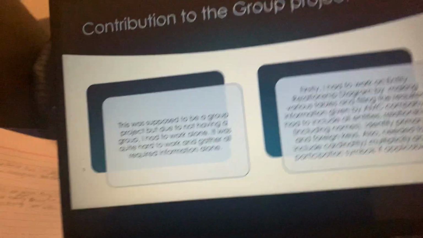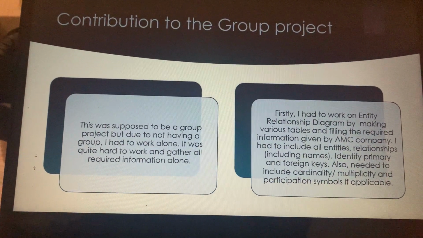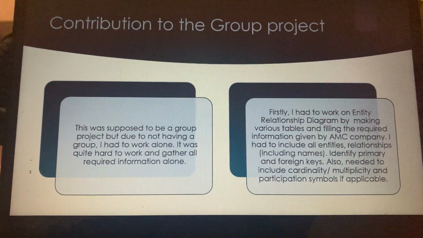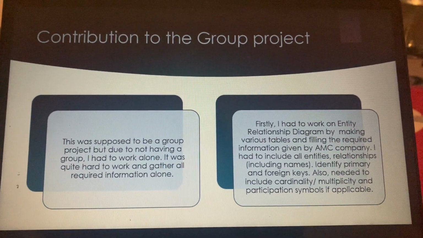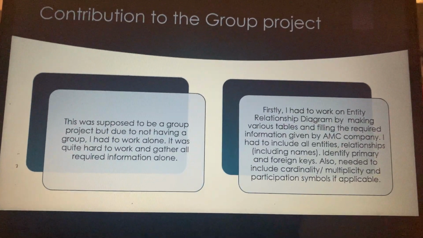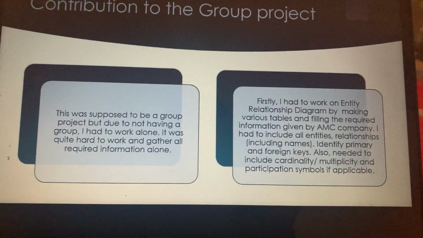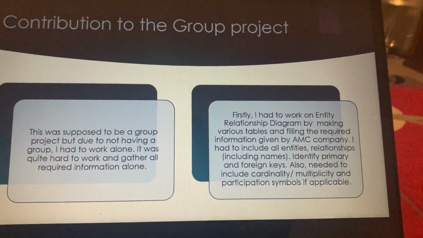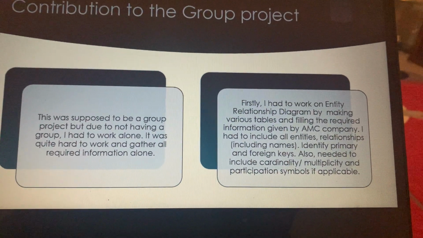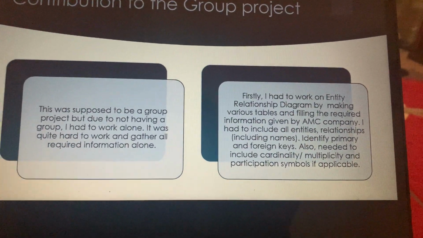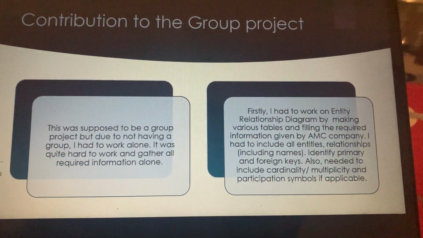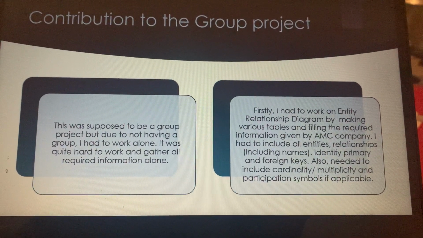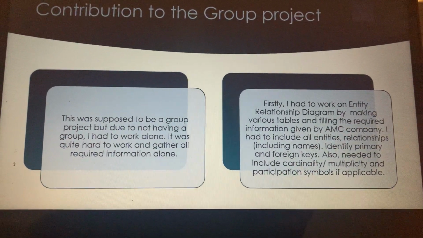So while doing the group project, firstly I had to work on the entire ERD diagram by making various tables and filling in the required information given by the AMC company. I had to include different entities, relationships, including names, and identify the primary and foreign keys. I also needed to include cardinality, multiplicity, and participation symbols if applicable. Yep. Next slide.